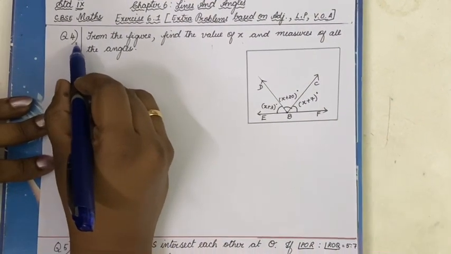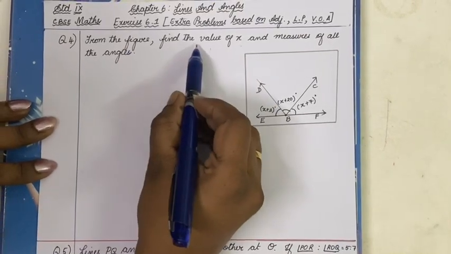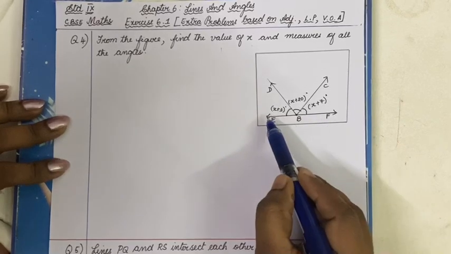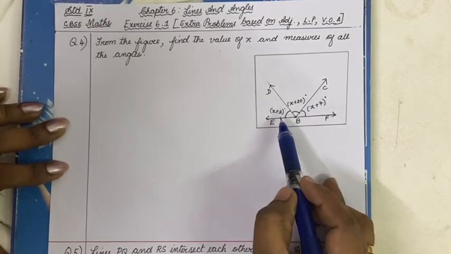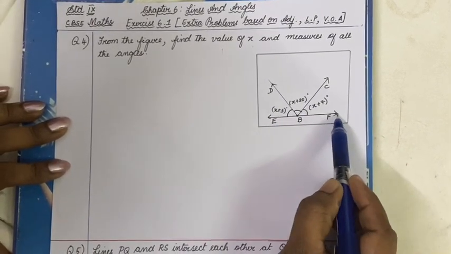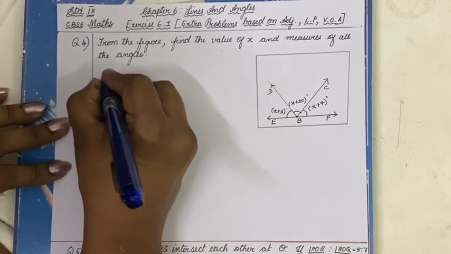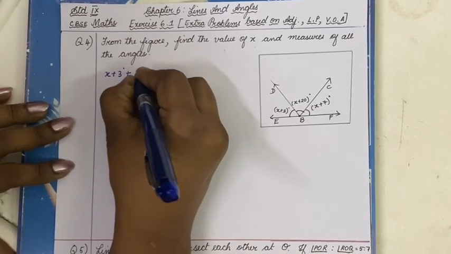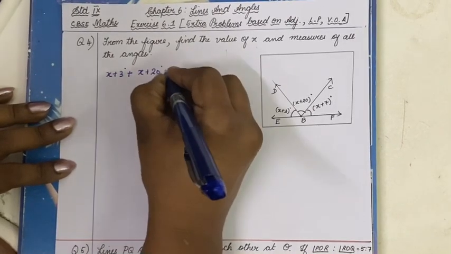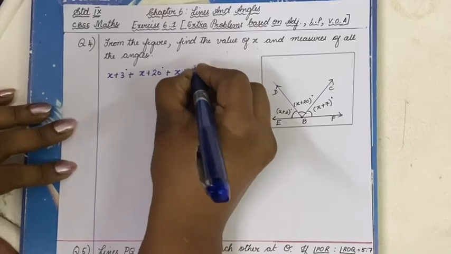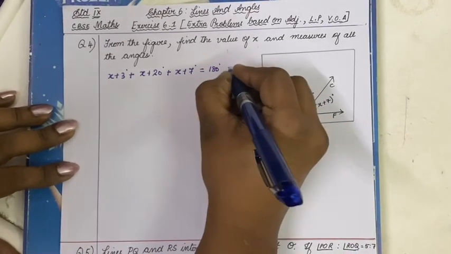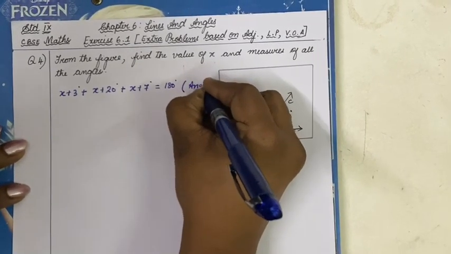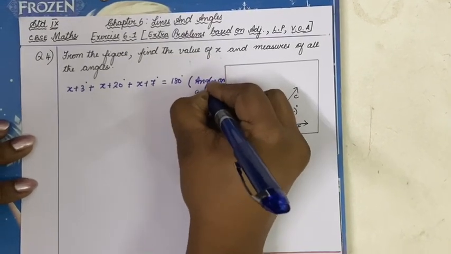Now, fourth question. From the figure, find the value of x and measure of all the angles. So, it looks exactly like the previous problem. 3 angles forming a straight line. So, the same concept. The first angle's measure is x plus 3 degree, the second angle's measure is x plus 20 degree. The third angle's measure is x plus 7 degree, which is equal to 180 degree. But what should be the condition? It's not linear pair. It is angles on a straight line.